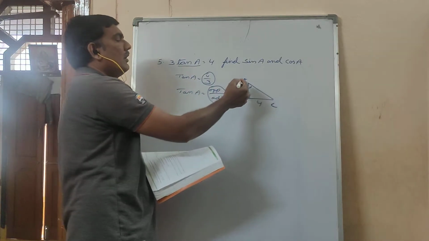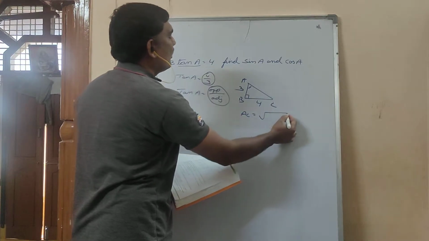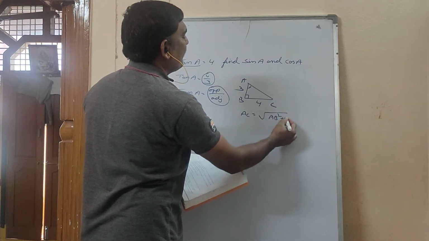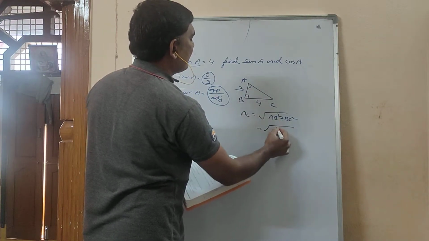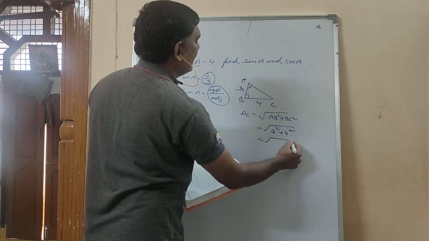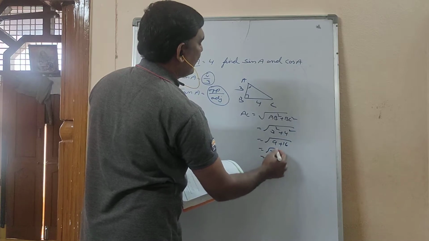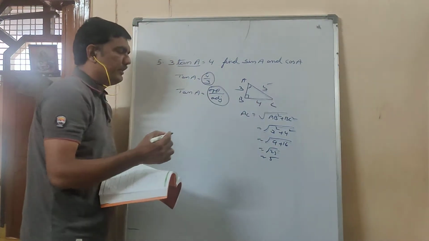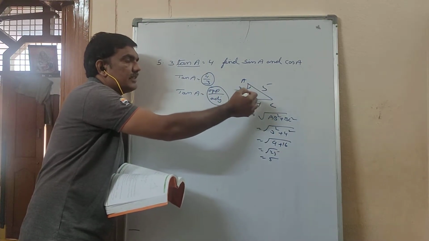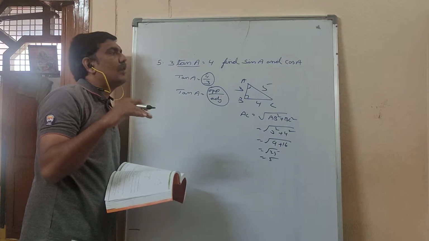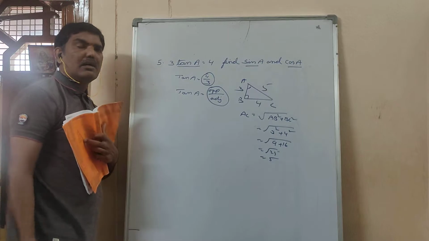Pythagorean triplet, or by using Pythagoras theorem, AC is equal to under root AB square plus BC square. AB is 3, 3 square plus 4 square. 3 square is 9, 4 square is 16. Root 25, that is 5. So how much we got hypotenuse? Hypotenuse we got as 5. So if we know 3 sides, we can write 6 trigonometry ratios. But what he is asking only 2, sin A and cos A.